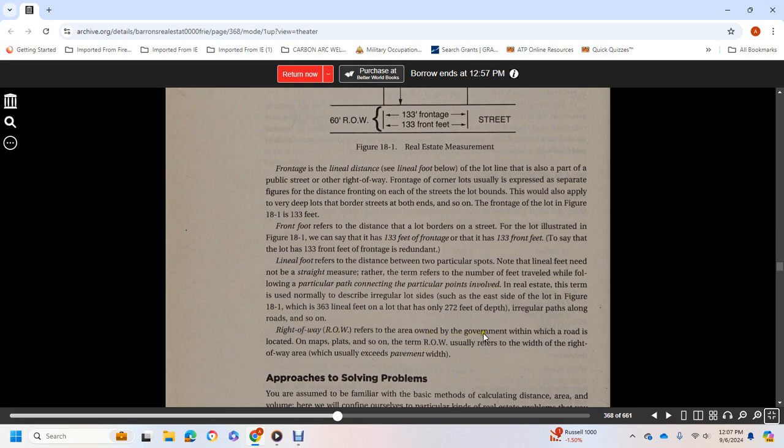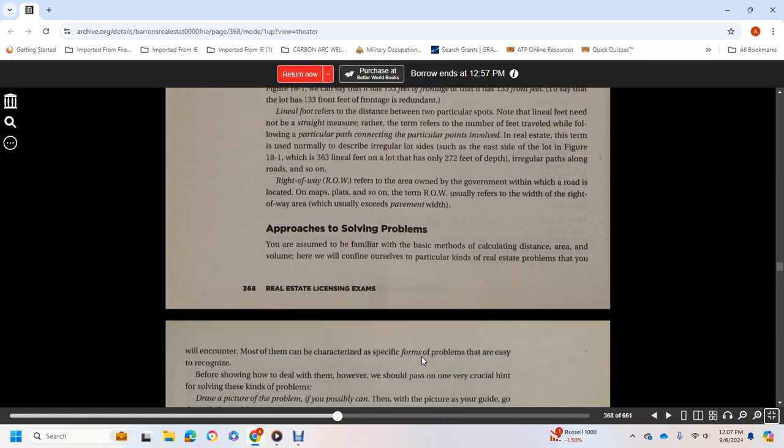Right-of-way refers to the area owned by the government on which a road is located, shown on maps and plots. The right-of-way usually refers to the width of the area, which usually exceeds the pavement width.